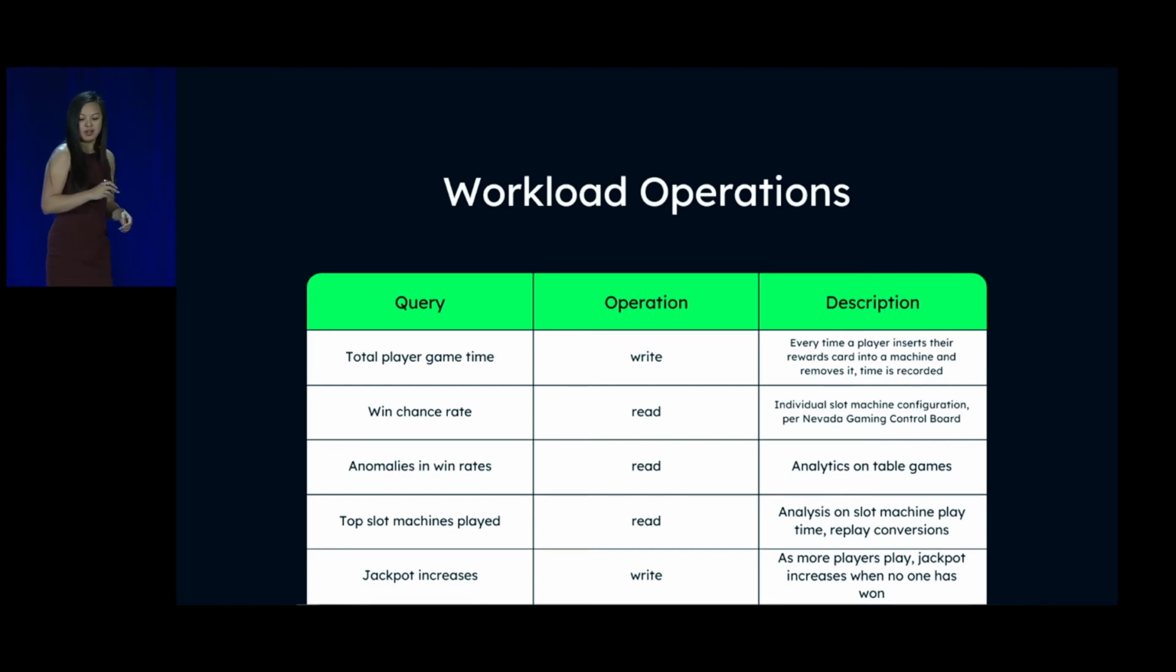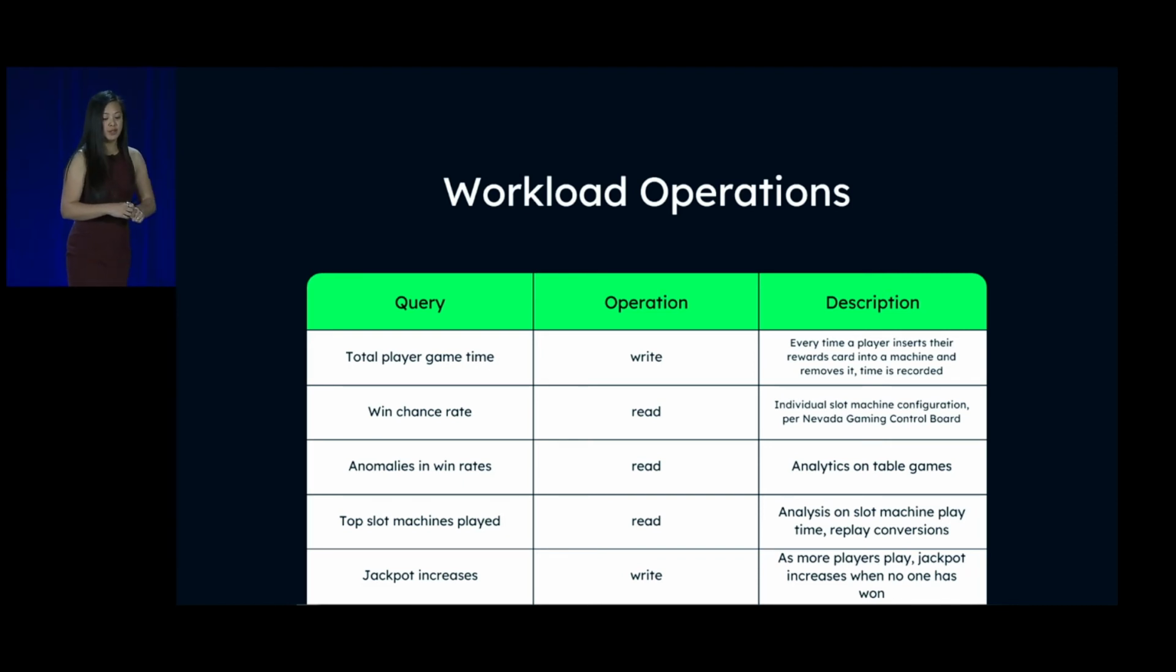And next we have a bunch of read operations that we have found regarding our slot machine analytics application. So that's the win chance rate, the anomalies and win rates, and the top slot machines that have been played. Those are the 2nd, 3rd, and 4th rows respectively. And in these particular cases, again, win chance rates are varied. Part of it is because of the Nevada Gaming Control Board that sets the absolute maximum that can be set on these, also how much they're willing to limit the chances that you have, and also how often the casinos themselves want to change the win chance rate up to the allowed policy.